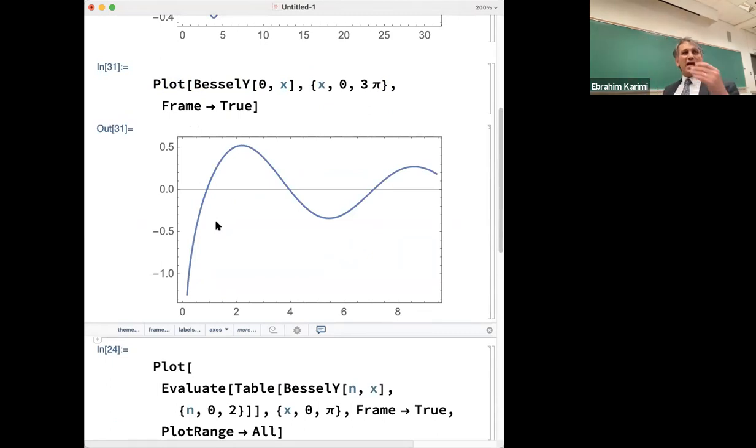So whenever in the problem that you are dealing with, you are not including the origin, you have to bring the Neumann function into the calculation. When you include the origin, when x equals 0, then that function at x equals 0 will diverge. So you have to exclude it.